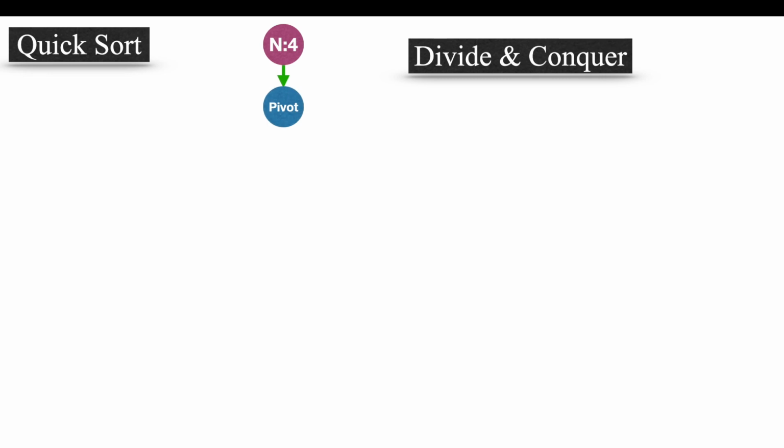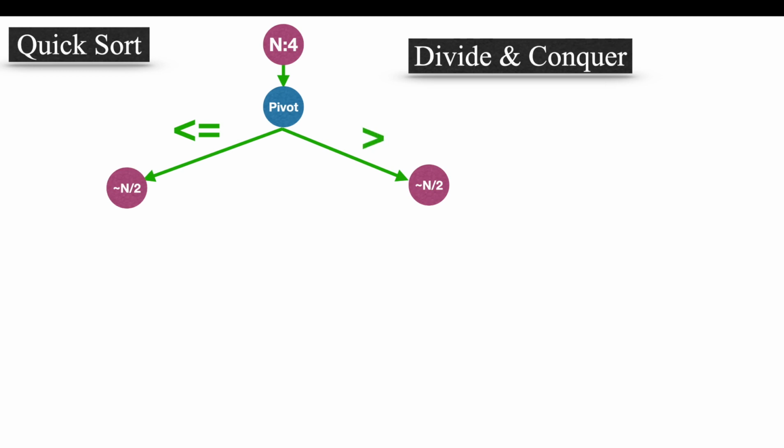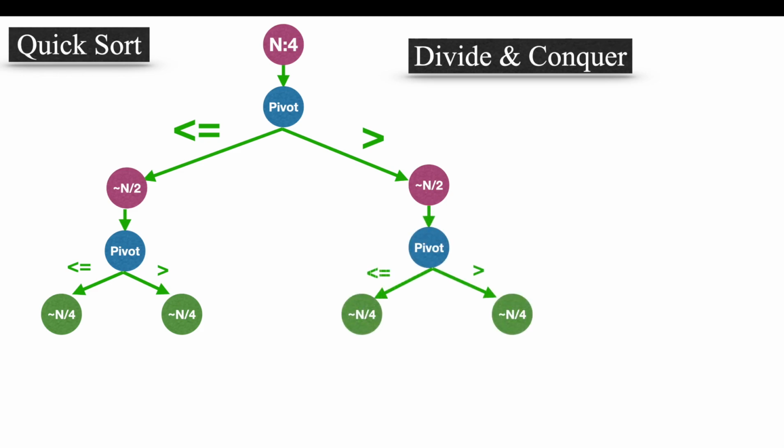We move all the elements less than or equal to the pivot to the left side and all the elements which are greater than the pivot to the right side. So that with respect to the pivot, the array will be sorted. And we apply the same strategy to the left part and the right part recursively. That's it. That's how quicksort works.